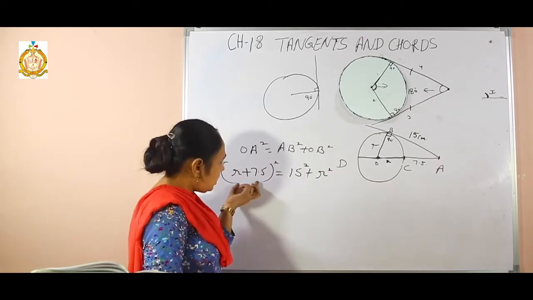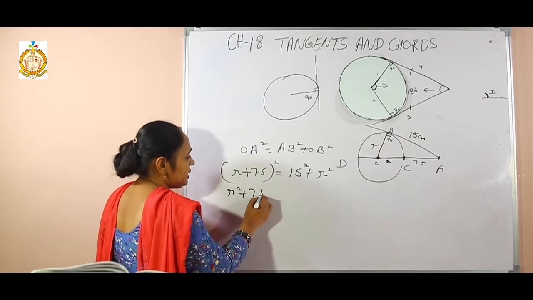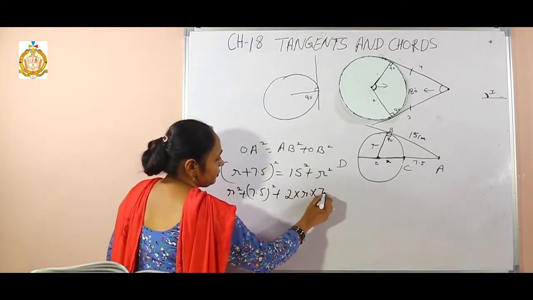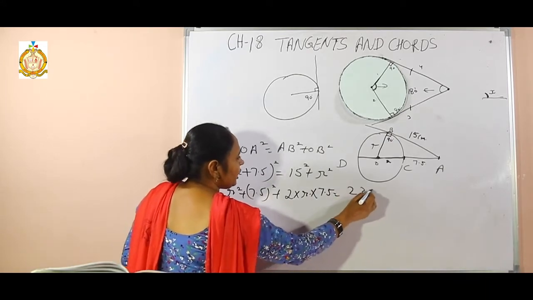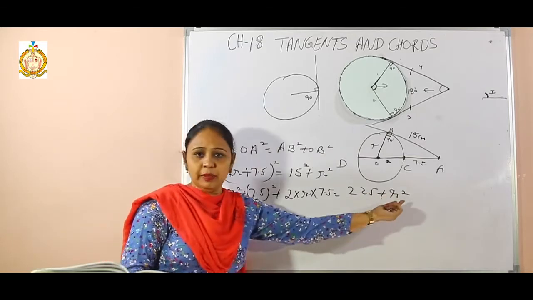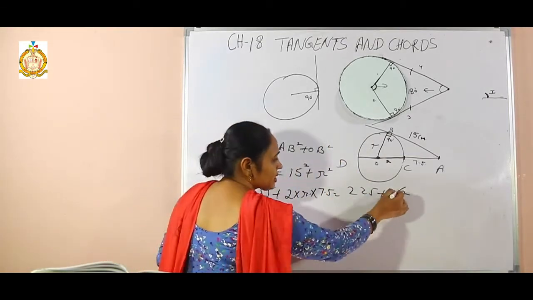Now what to do? I have to apply here (A plus B) whole square: A square, B square, then 2AB, equals 225 plus R square. This R square and R square will be cancelled, because it comes to this side and becomes negative. R square and R square will be cancelled.